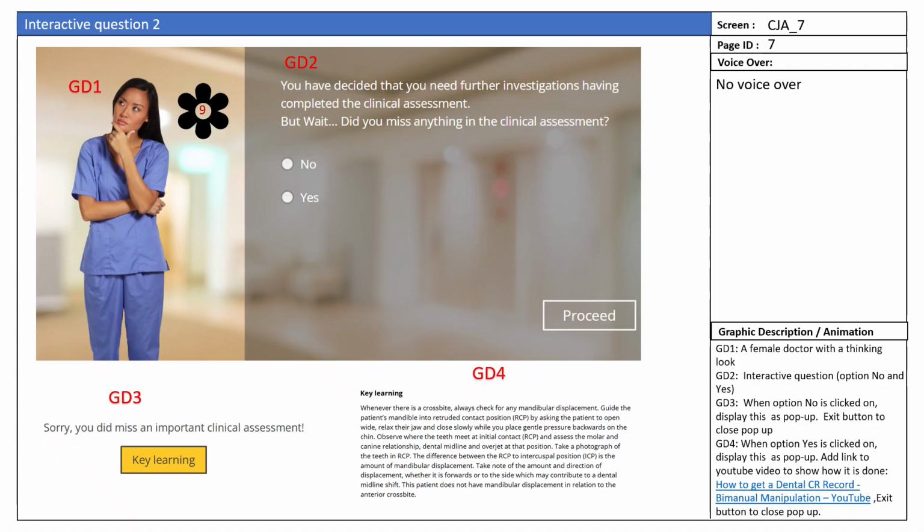The photograph of the female doctor with a thinking expression demonstrates the spatial and temporal contiguity principles, whereby corresponding words and images should be placed close to each other and presented simultaneously to engage the learner.